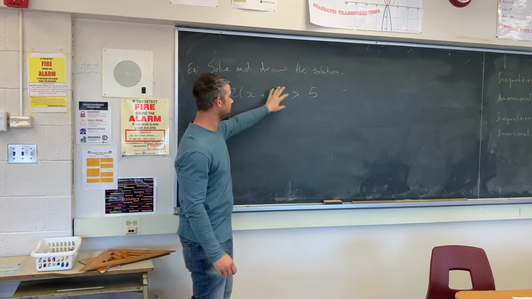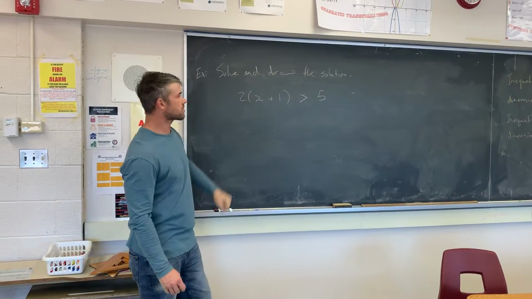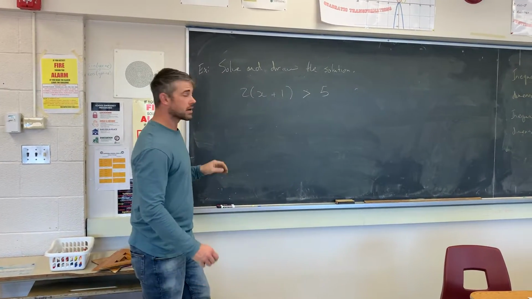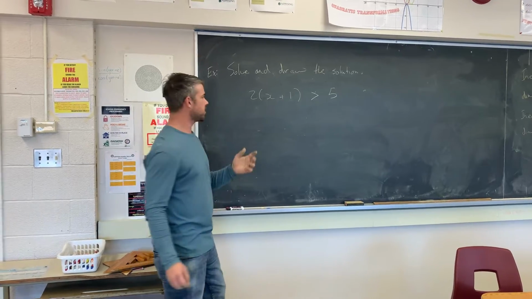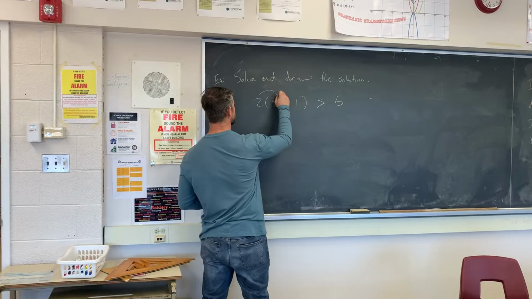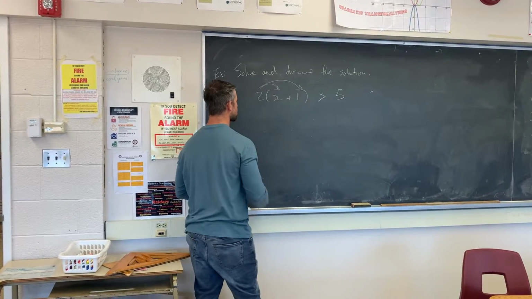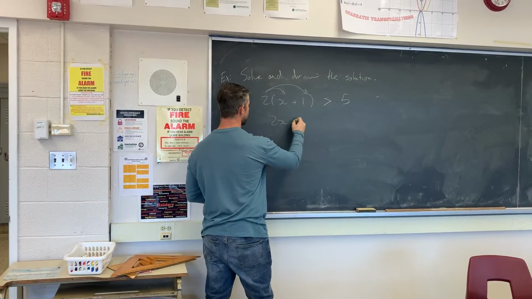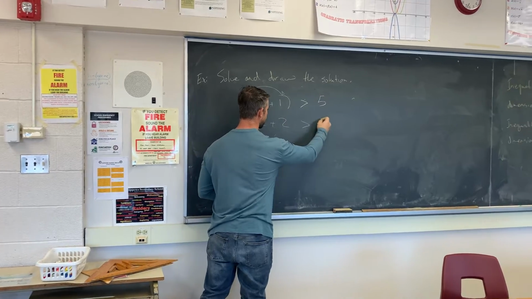Today we're looking at solving inequalities. So we have here an inequality up on the board, and we're asked to solve and draw the solution. Now solving an inequality is like solving an equation. We just follow the same algebraic steps. Our first step is to distribute the coefficient through the brackets. So we'll have 2x plus 2 is greater than 5.